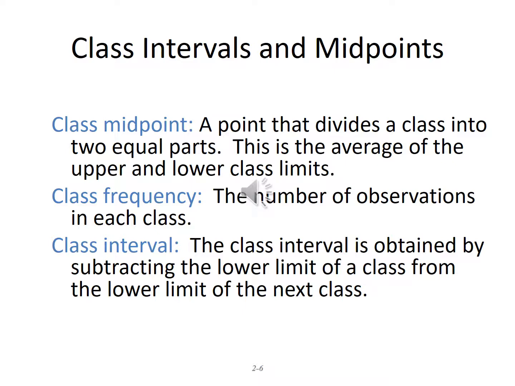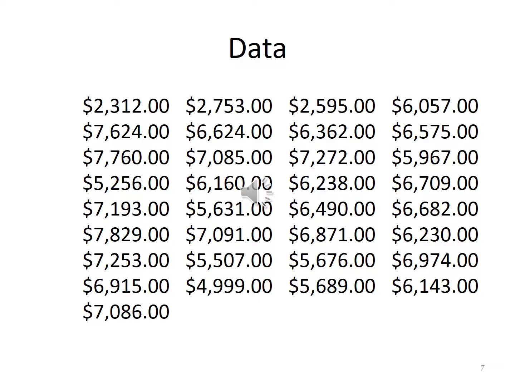Class intervals and midpoints. Class midpoint, a point that divides a class into two equal parts. This is the average of the upper and lower class limits. Class frequency, the number of observations in each class. Class interval, the class interval is obtained by subtracting the lower limit of a class from the lower limit of the next class.